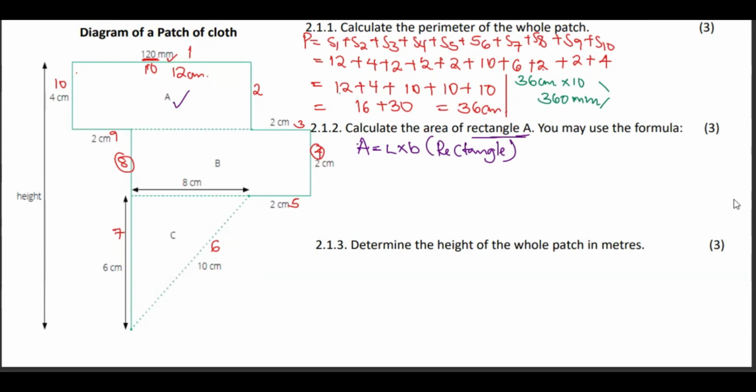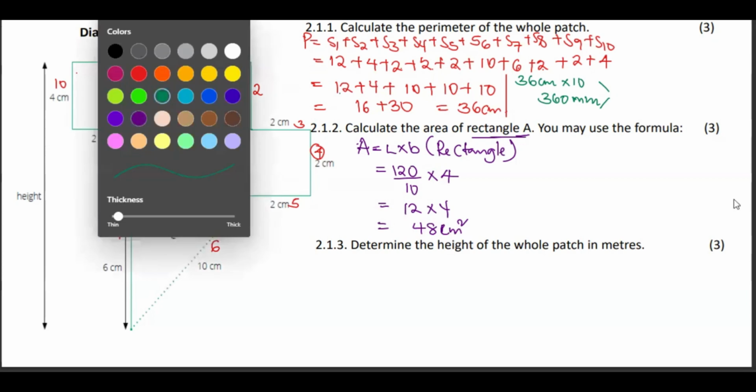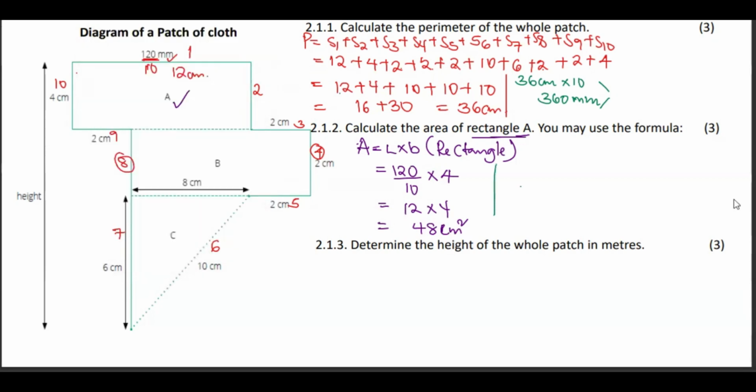Its length is 120, but we divided this by 10 because we want it to be centimeters, times 4. 4 is already a centimeter, so it's 12 times 4. The answer became 48. Don't forget the units. Someone who has it in millimeters, it's fine. It will be 120 times 40, and you end up having 4,800 millimeters squared.